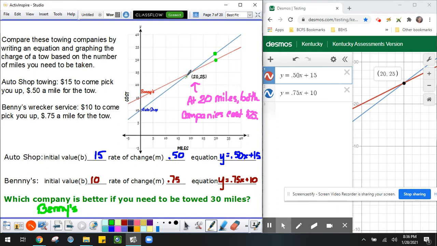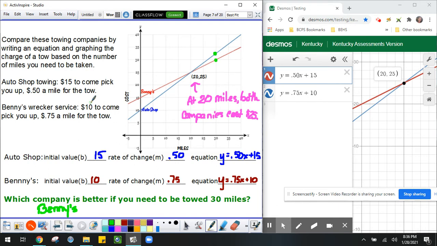The auto shop's better if I need to go less than 20 miles. So depending on where you need to go, you would calculate which tow company would be better. I totally understand that you're not going to sit in the back of your truck and draw out this graph and put in these scenarios. You're probably just going to grab a calculator and say, all right, $15, I've got to go 20 miles, 50 cents times 20 miles plus $15.